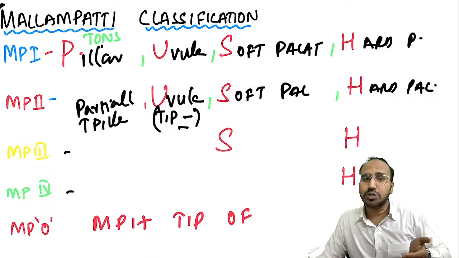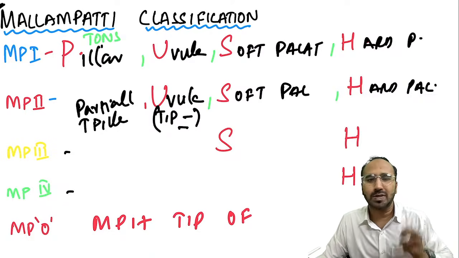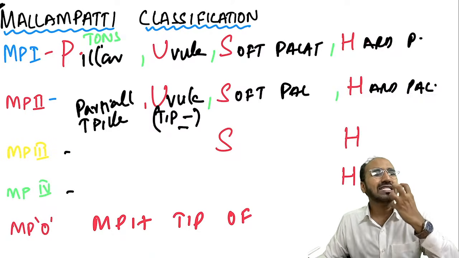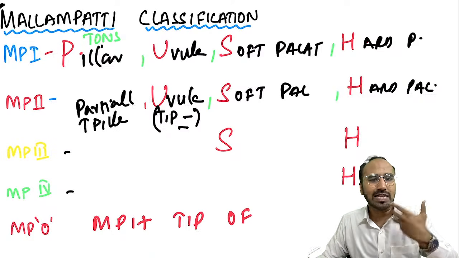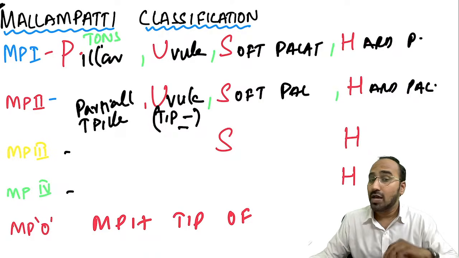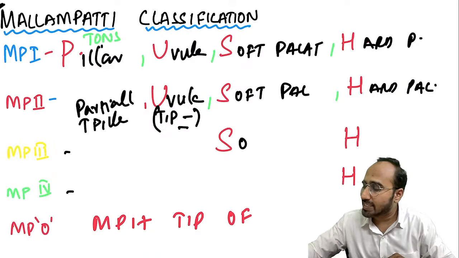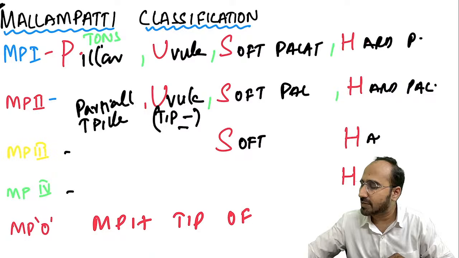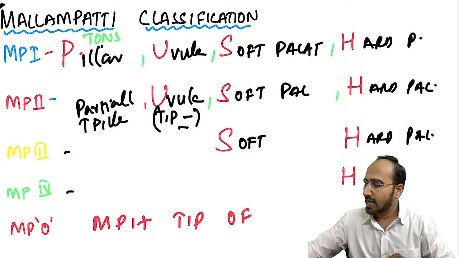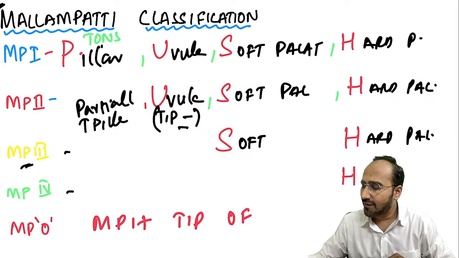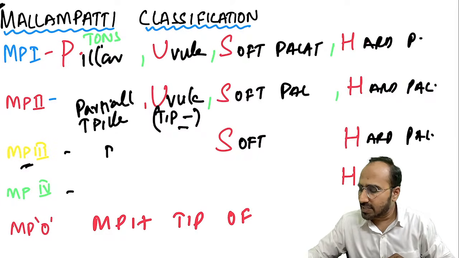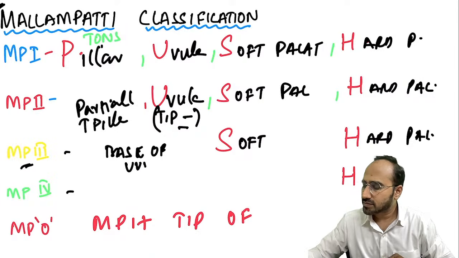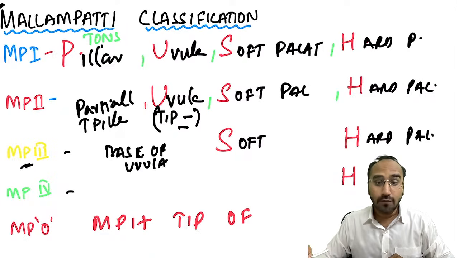MP3, the patient who comes to my clinic, opens his mouth. He is a gutka chewer. He is not able to open his mouth easily. Why? Because he's having some oral submucous fibrosis. When he opens his mouth, I am able to see only the soft palate and hard palate. What does it mean, guys? He is having MP3, which is a difficult airway. In MP3, you might also see the base of the uvula.